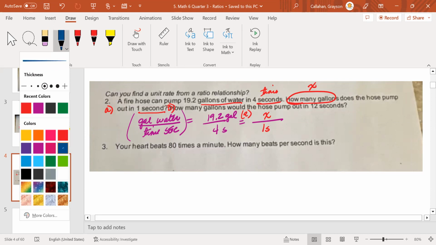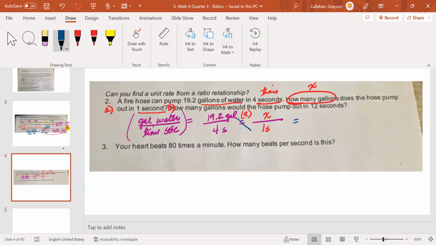Sure, Emma. You're going to cross multiply. So 19.2 times 1 is 19.2. 4 times x is 4x. When you divide it by 4 on both sides, you got to show the work. 19.2 divided by 4.